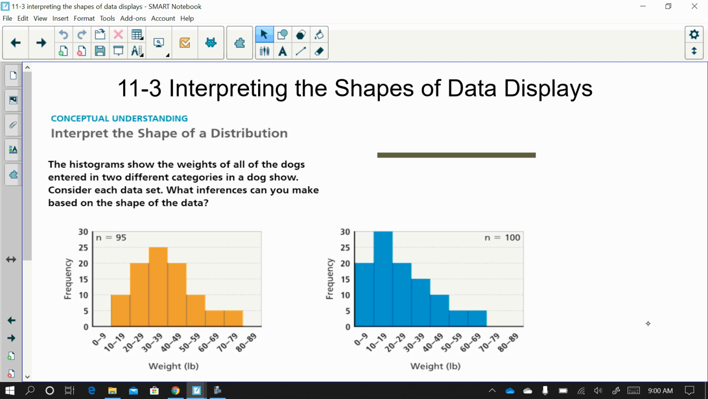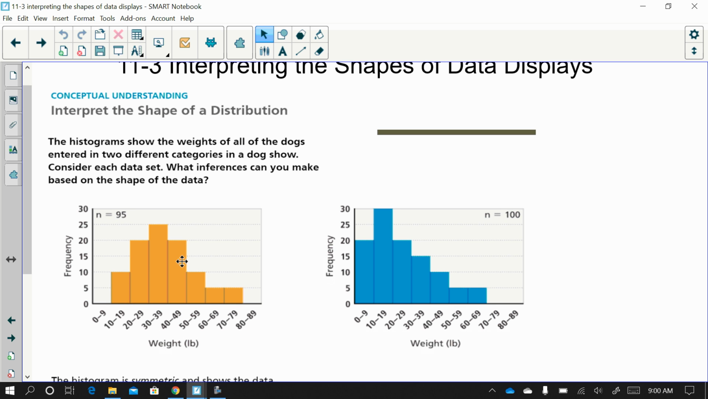So here we are, first example. The histograms show the weights of all of the dogs entered in two different categories in the dog show. Consider each data set. What inferences can we make based on the shape of the data? Okay, so looking at this first example right here, the one in the orange, we see n equals 95. That tells us our sample size. Okay, this means we have 95 dogs we looked at.